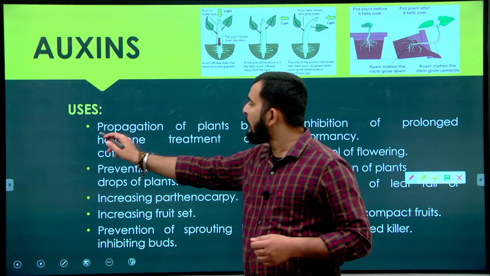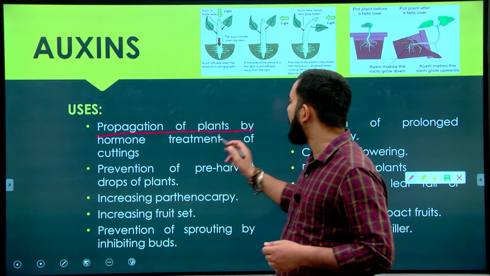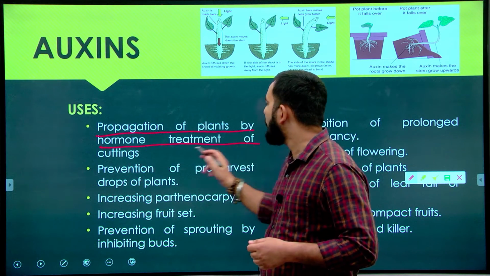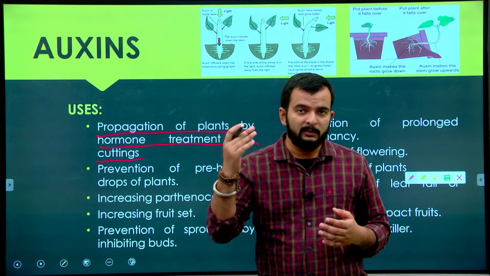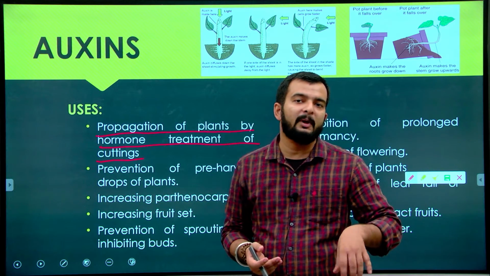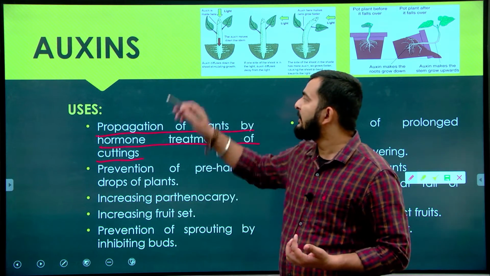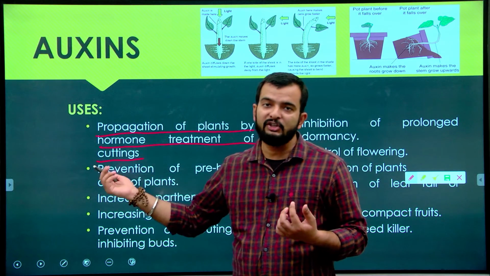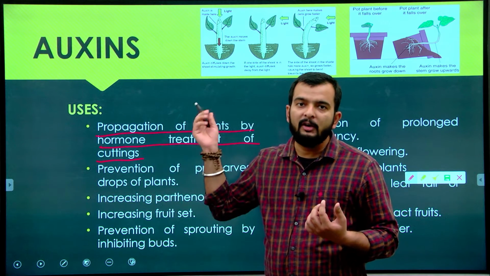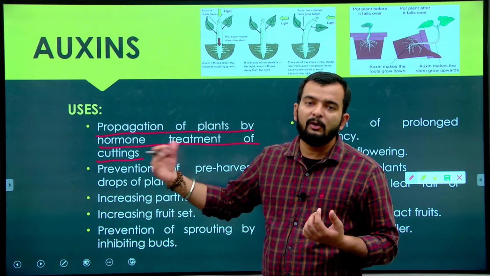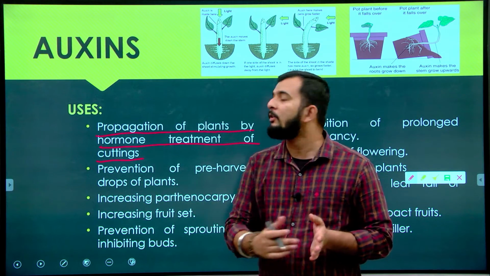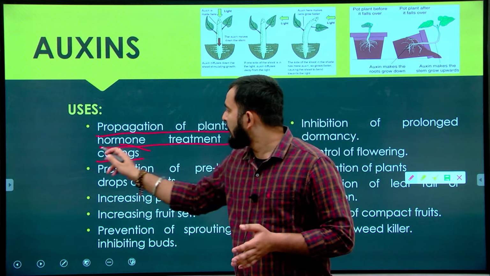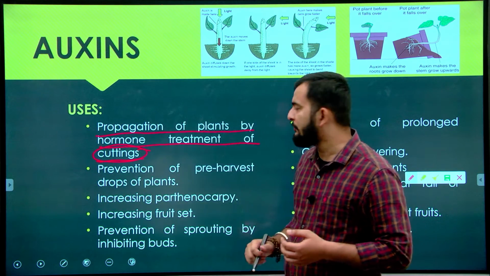So under uses of auxin we have propagation of plants by hormone treatment of cuttings. Suppose you are propagating your plant, that is, you are grafting a part of your plant to another place. The application of auxin can help in propagation. If we apply this hormone onto that plant, it will not die out easily, and there are more chances of survival of that part of the plant or that cutting. So it can help in propagation of the plant.